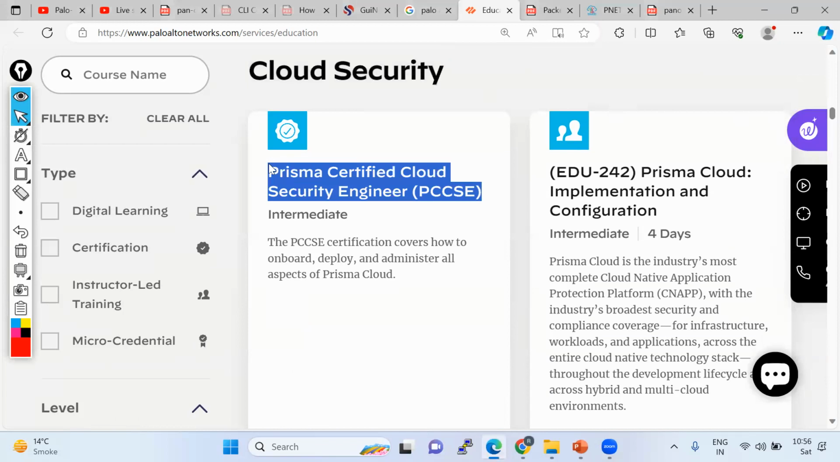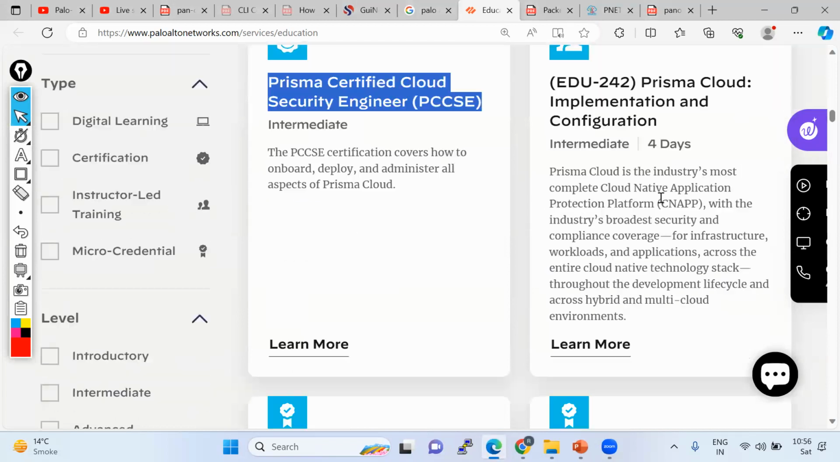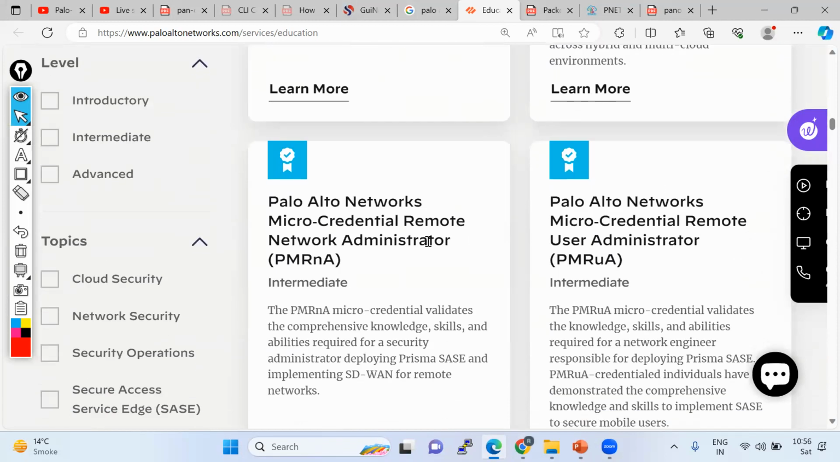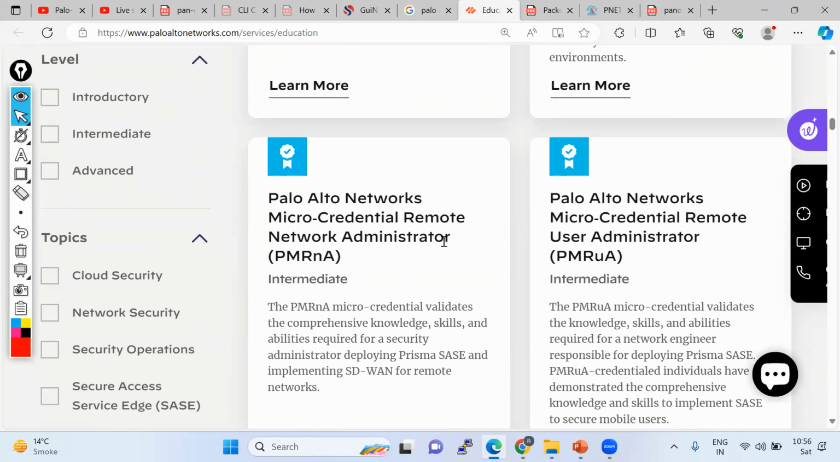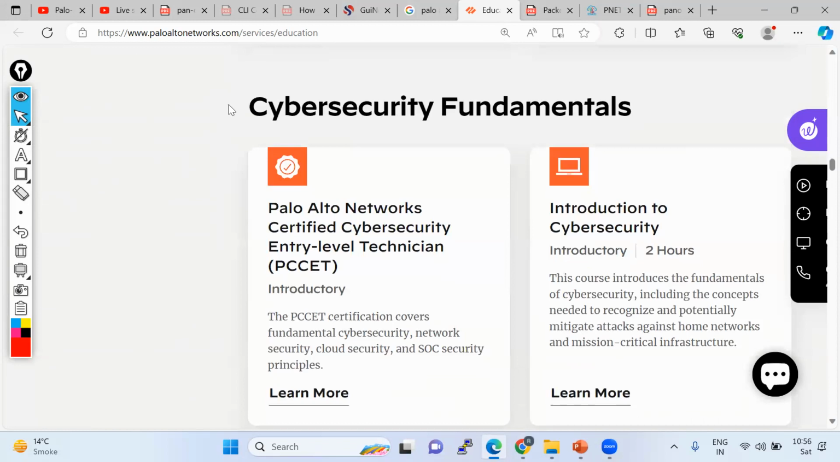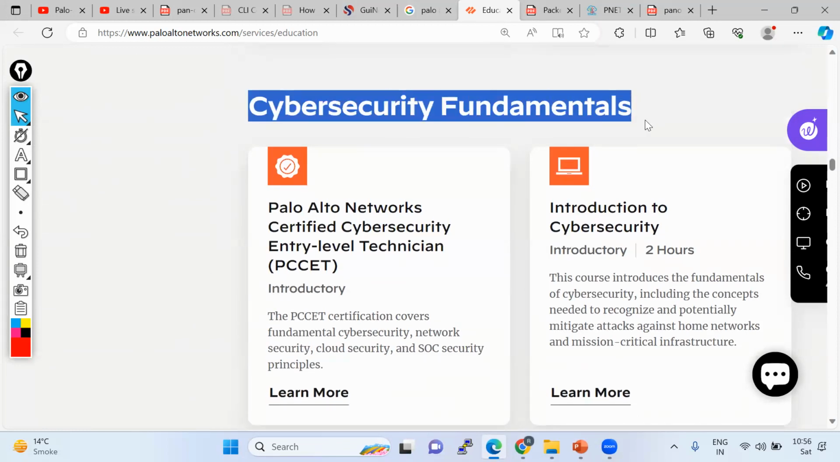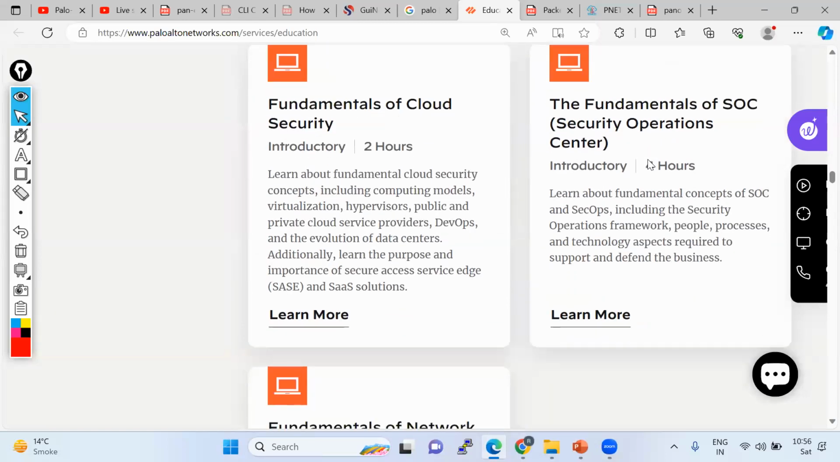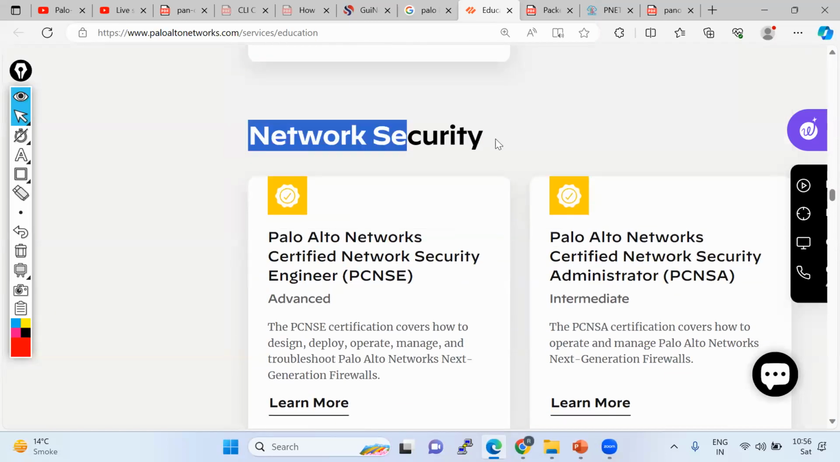If you want to become a cloud security engineer, you have to learn Prisma Cloud implementation and configuration, how it is going to happen. The Palo Alto Networks micro credential remote program, that also you have to do. So we are not talking about Prisma, that is cloud security. We are not going to talk about cyber security because these are two different verticals. But the most important thing we are going to cover is network security.